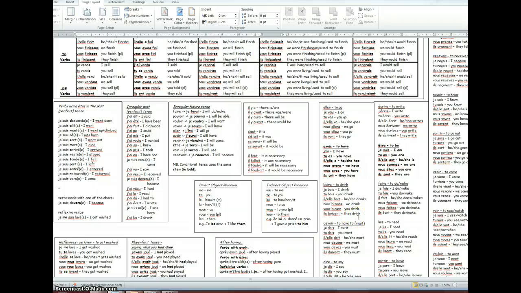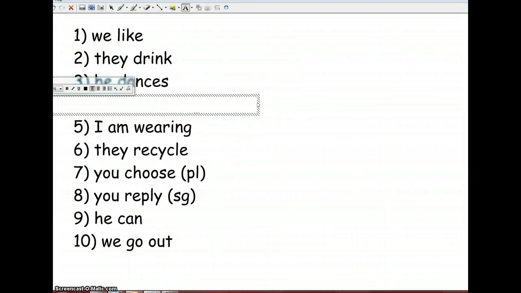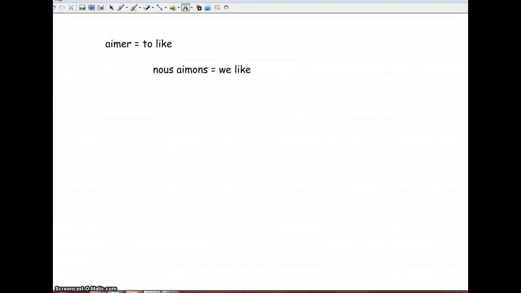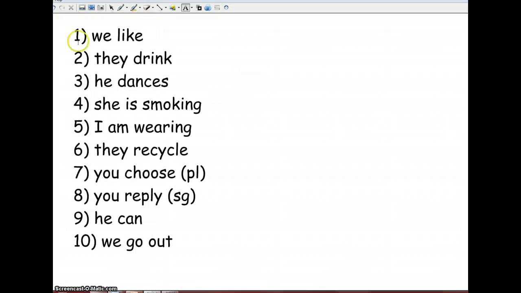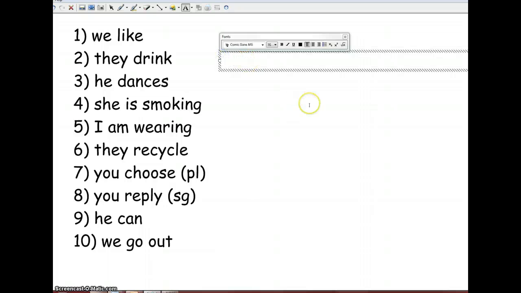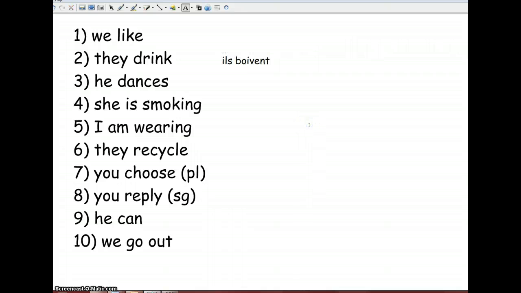So it's just there. We just need to take it off the back of the learning map. Ils boivent. Okay, and obviously taking real care that we spell it correctly, and making no mistakes when we copy it, because that's what often happens.